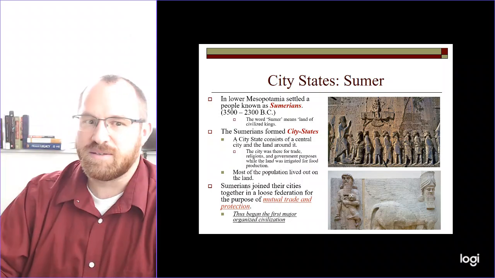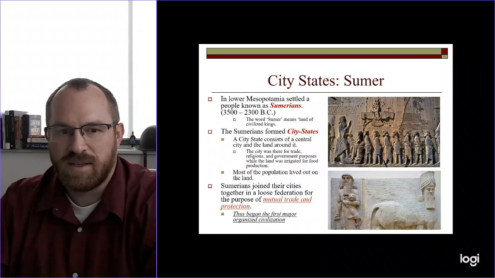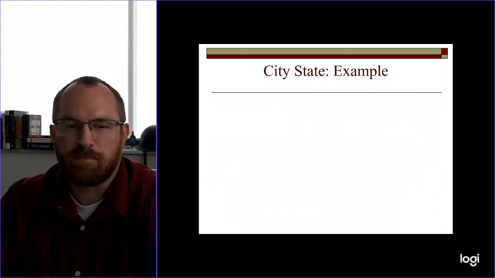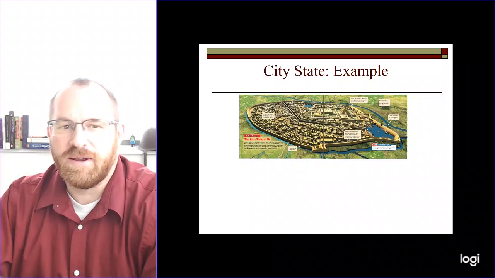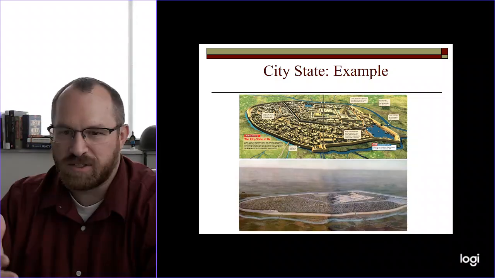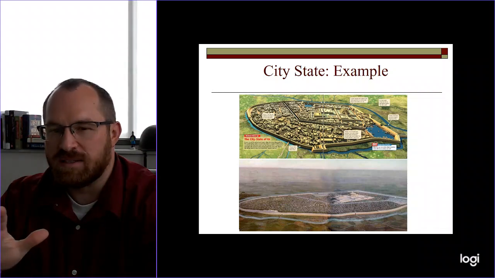Now, but that is the reason for the beginning of the first civilization: mutual trade and protection. The picture I'm showing here is an example of the city-state of Ur, and here's one that looks more like a photograph of what it might have looked like. That looks large, it's not.